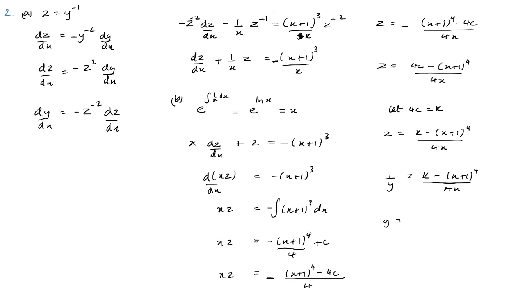Therefore, y is equal to 4x over (k minus x plus 1) to the power 4. And there we have it. Obviously, let me know in the comments what you did with this, with the constant, how you went about it.